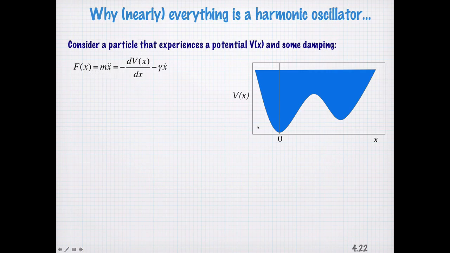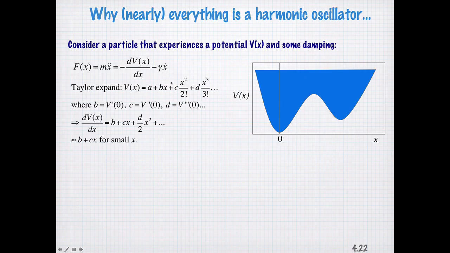The equation of motion for a particle moving through this potential will be the force, which is equal to mass times acceleration, which is equal to the negative derivative of the potential minus gamma x dot. So I've included some damping here, negative gamma x dot, which is the form of the damping we've used in the previous couple of videos.